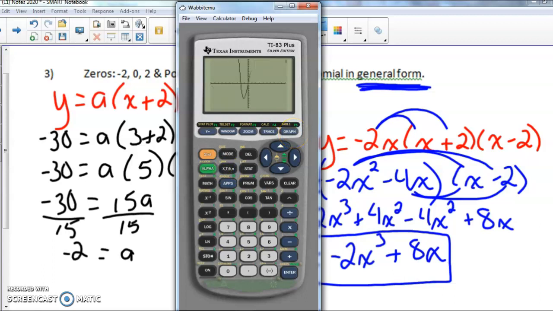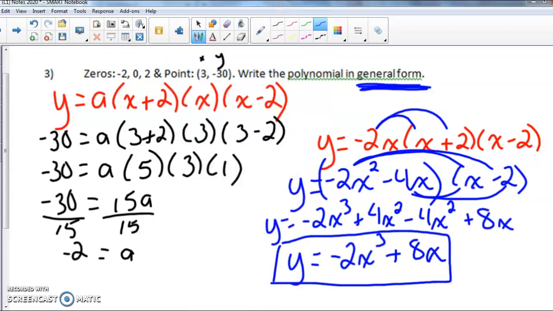And we know that there should be zeros at negative 2, 0, and positive 2. It looks like that, but I could always go to my table to verify. Yeah, yes, there's a 0 at negative 2. There's one at 0, and there's one at positive 2. So when you're writing these equations, you can always go back and plug them in the calculator if you want to check to see if this works. Okay?